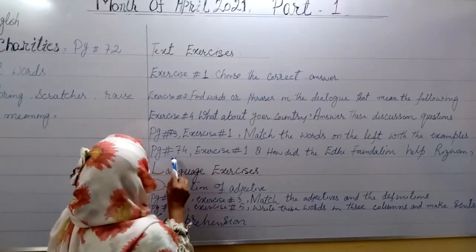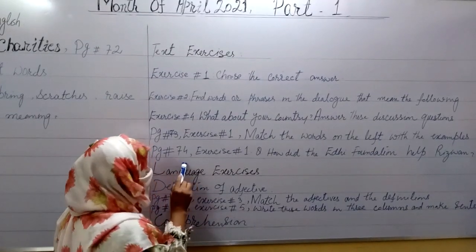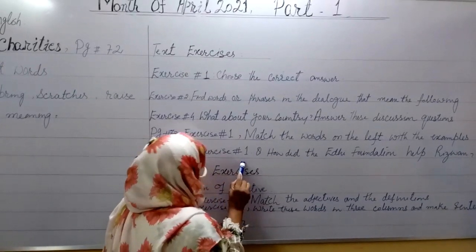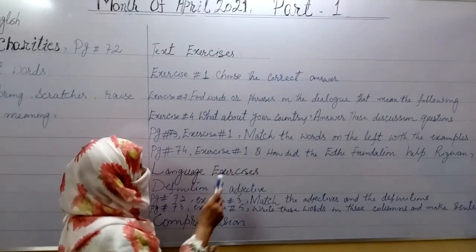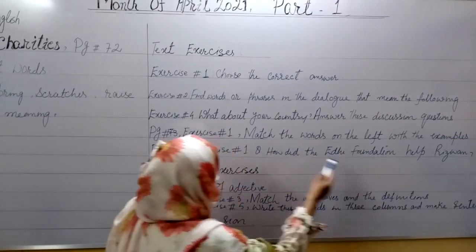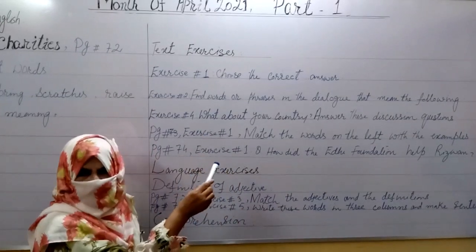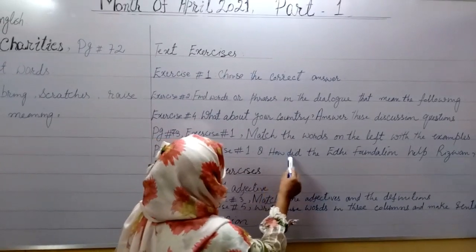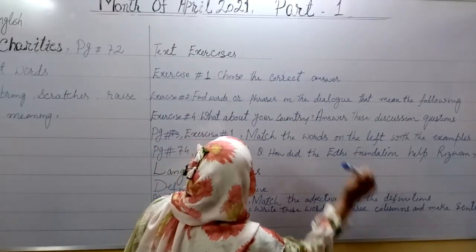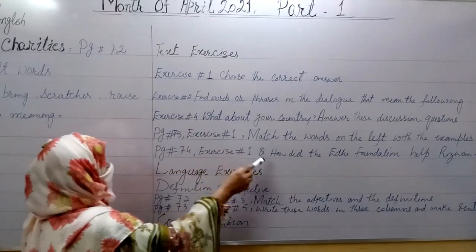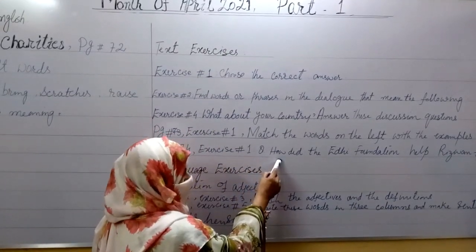Exercise from page number 74. Exercise number 1. The question is, how did the AD Foundation help Rizwan? I have just explained the lesson in front of you, so you can write down the answer. You understood how the AD Foundation helped Rizwan? Okay, beta. Here the text exercises are completed.